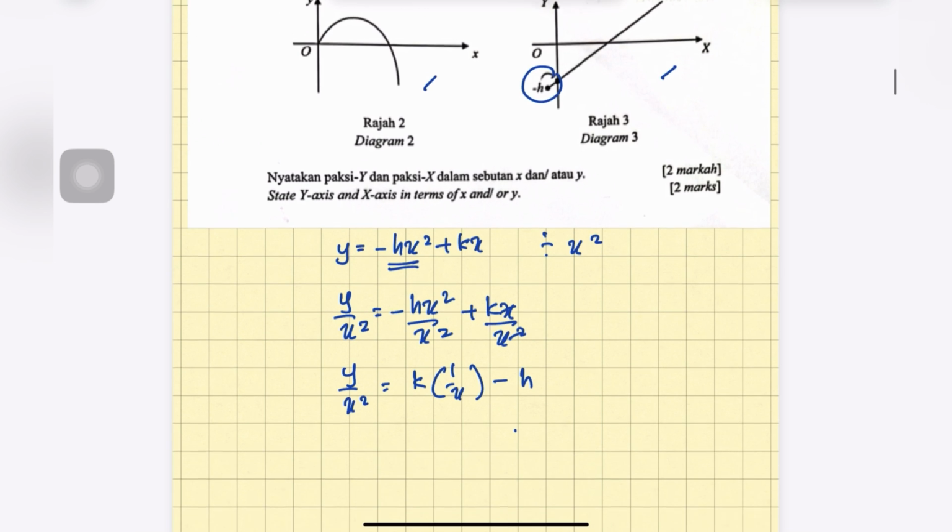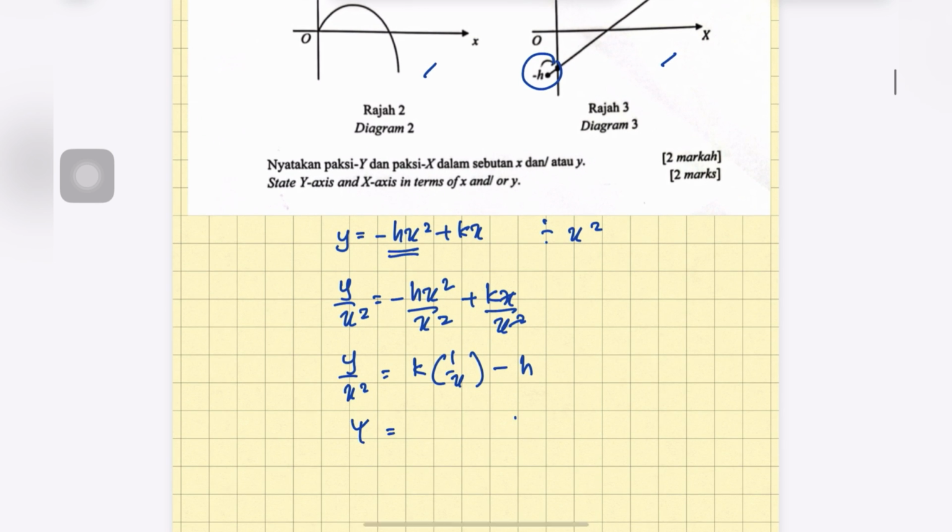Okay, so then we can compare big Y equals m big X plus C. So big Y is y over x squared, and big X is 1 over x.